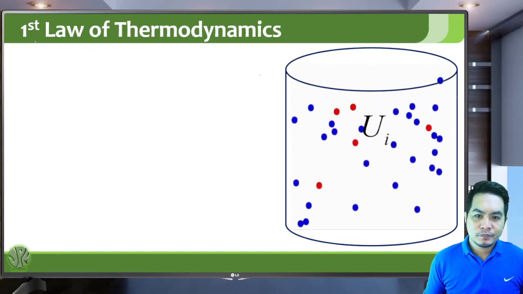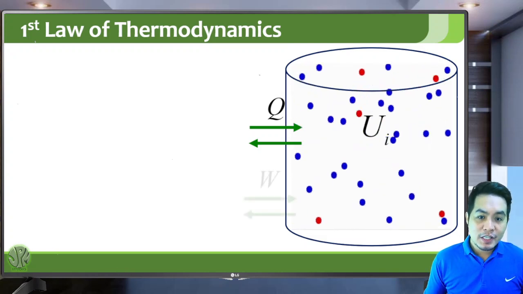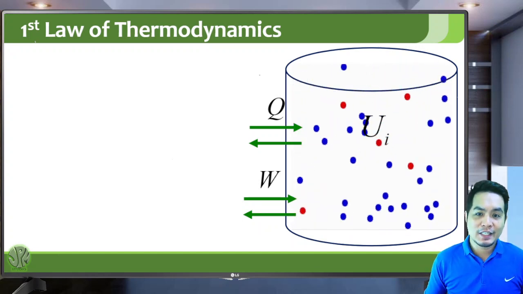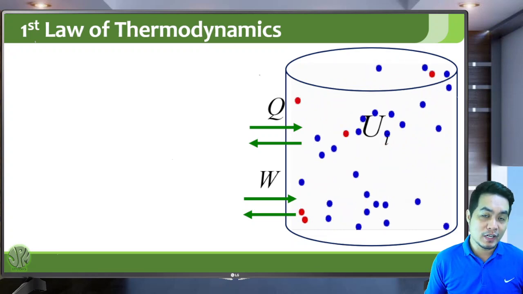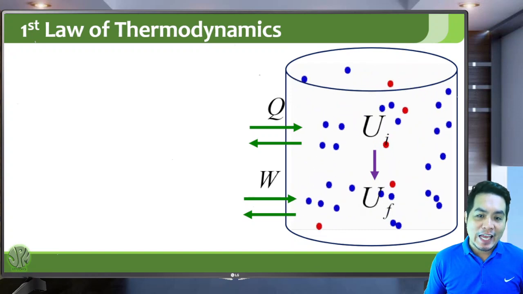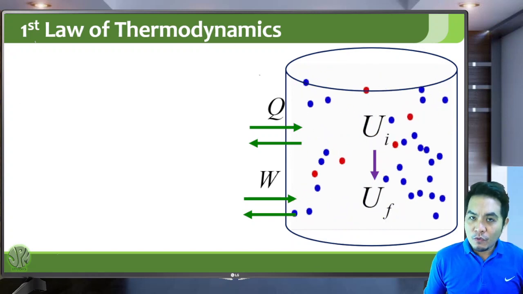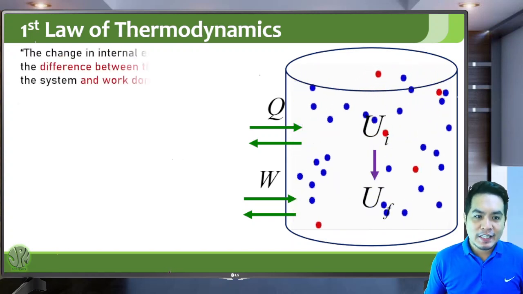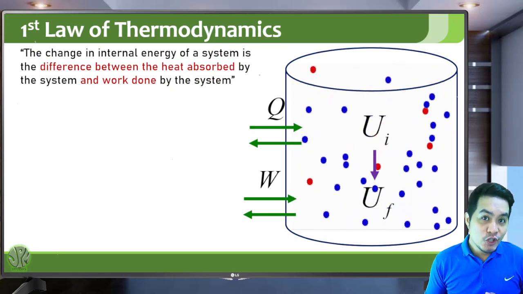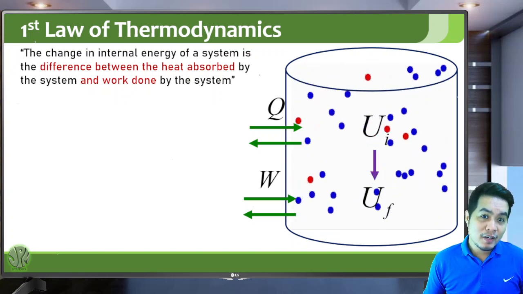This system can actually absorb or release heat, and the system may also do work, or work may also be done on the system. If that happens, its internal energy can change because of the exchange in energy. And the first law of thermodynamics states that the change in internal energy of a thermodynamic system is just the difference between the heat absorbed by the system and the work done by the system.